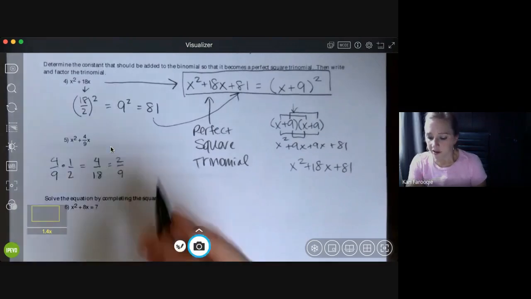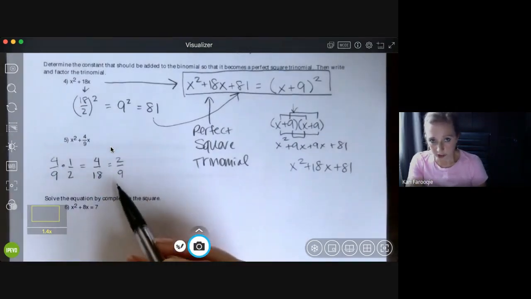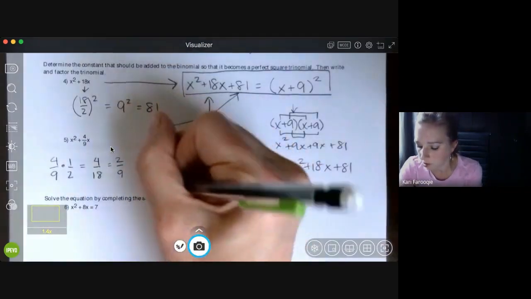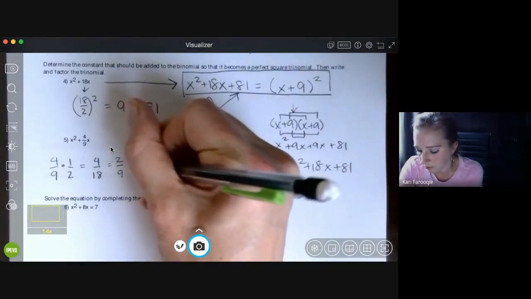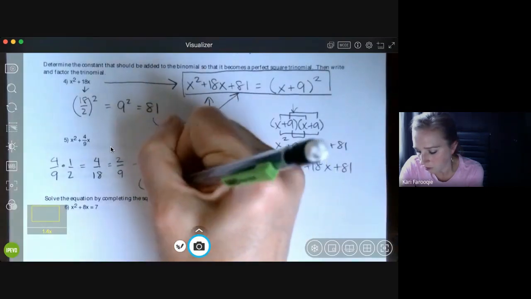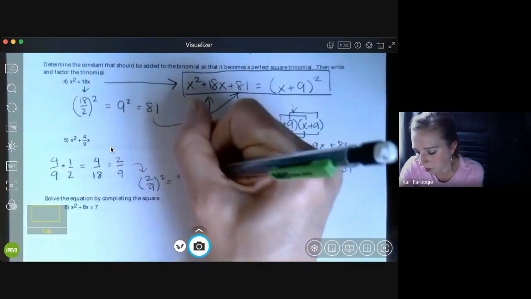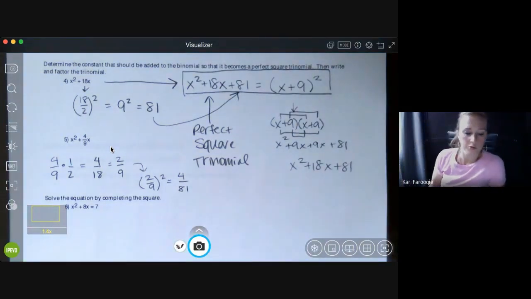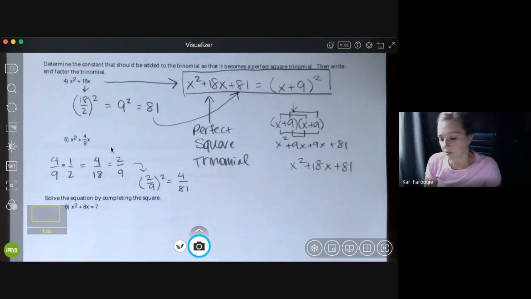Now, this is half of b, or half of the coefficient of x. So now we're going to square that. So we're going to take 2/9, and we're going to square it. And don't forget, when you square a fraction, you have to square both the numerator and the denominator. So 2 times 2 in the numerator gives you 4. Or I'm sorry, 2 squared, also 2 times 2, but coincidentally. And then 9 times 9 gives you 81.